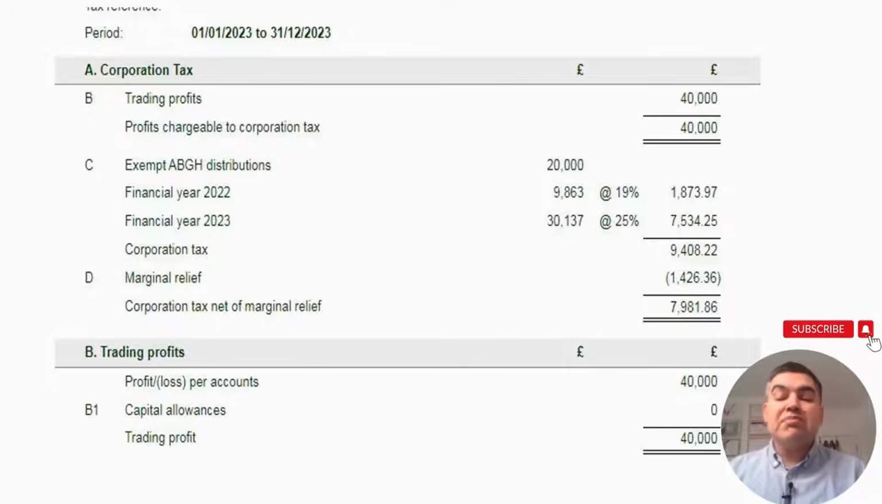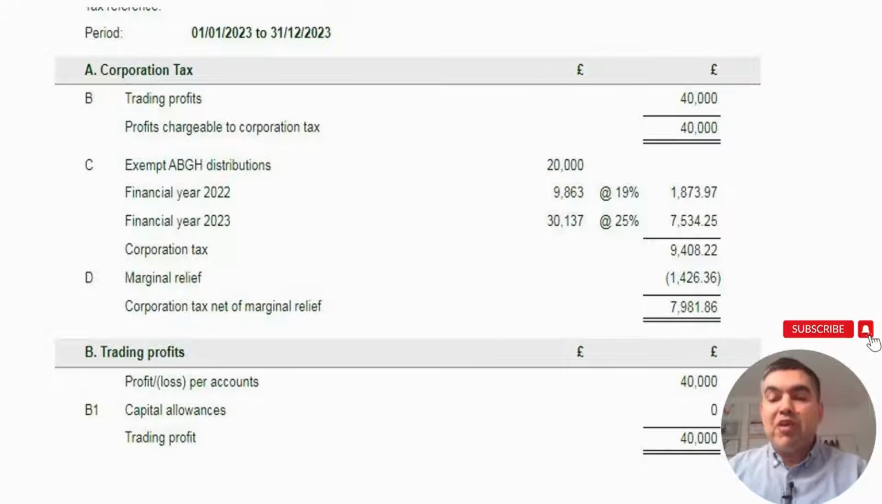Now, this accounting period straddles two financial years, 2022 and 2023. So 91 days fall in financial year 2022, and the remaining 274 days fall in financial year 2023, starting from 1st of April till the end of December. That will be 274 days. So for the first 3 months, remember the corporation tax rate was only 19%. So you will make apportionment of the profit.